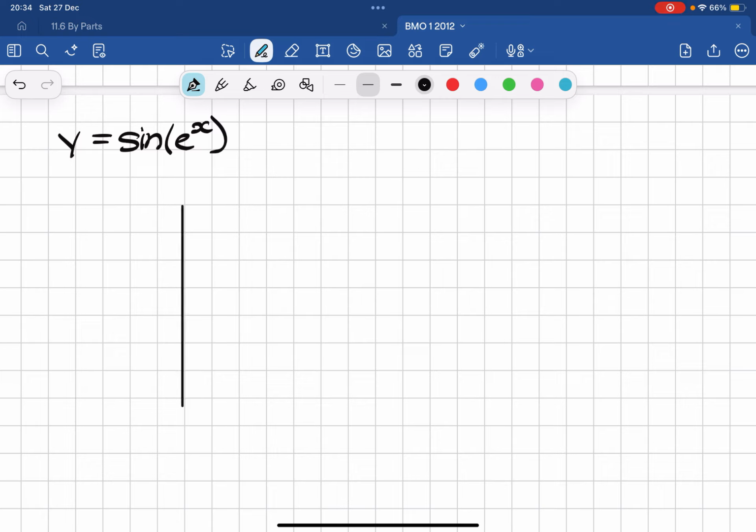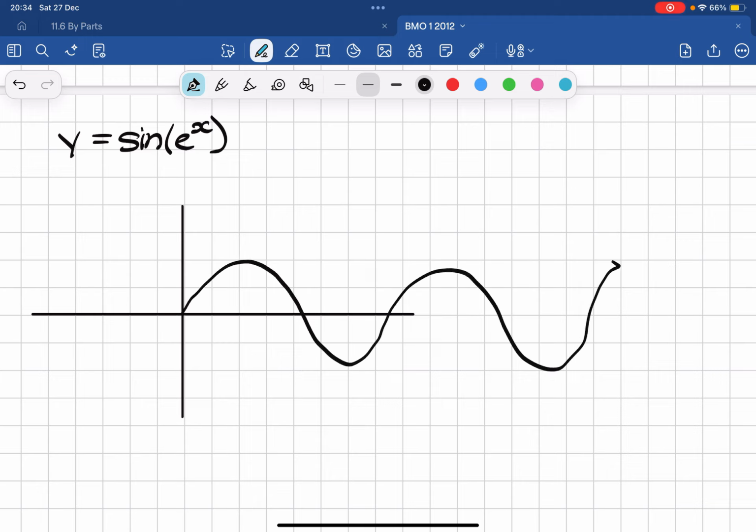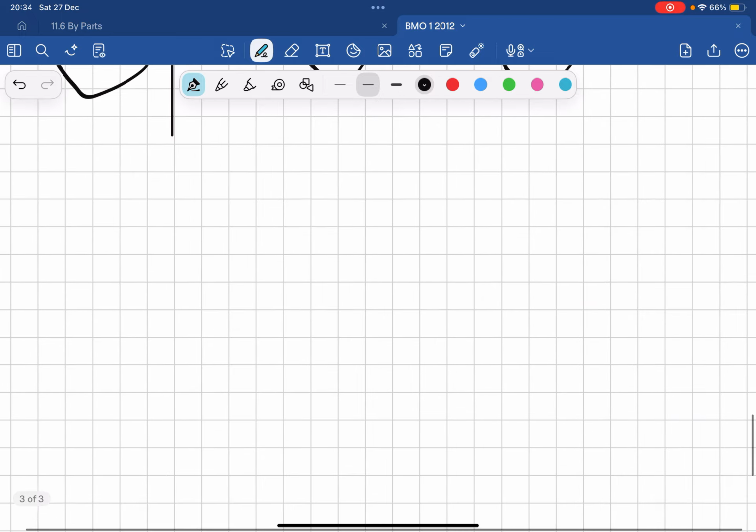Let's start by sketching each of our functions. So this is a composite function, right? We have e to the x being our inner function and sine being our outer function. So if we sketch sine, we've got a graph that looks like such. And then e to the x.